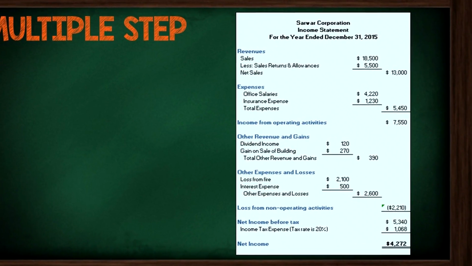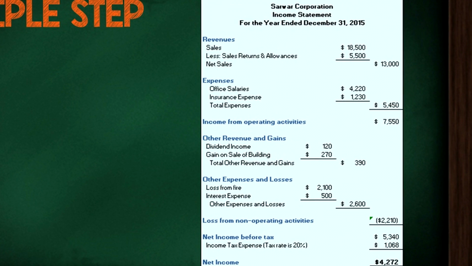So as you can see, the statement is a lot bigger and it looks a lot more intimidating as well. But I assure you, it's really not as hard as it looks, okay? There's only really a few differences between the single step and the multiple step income statement, okay? Now, before we go in and look at the individual steps required in order to complete this huge income statement, I just want you to notice this one big difference, okay?